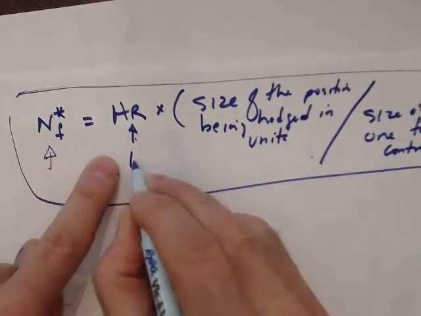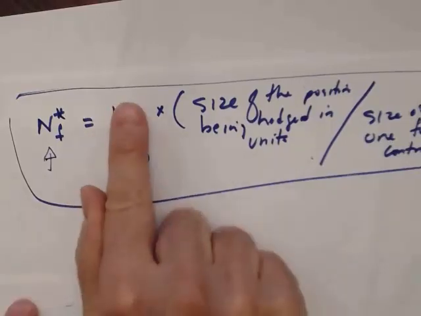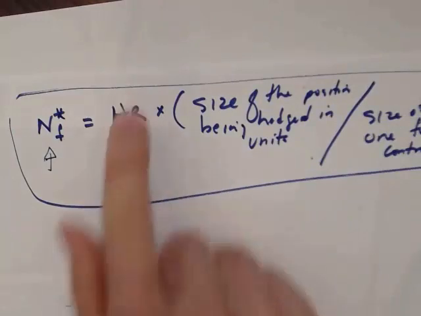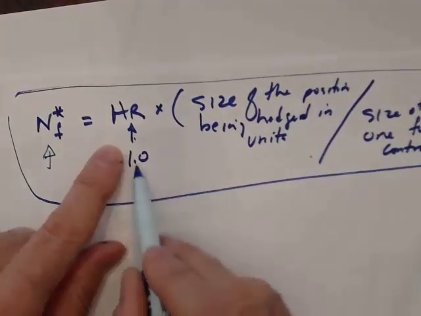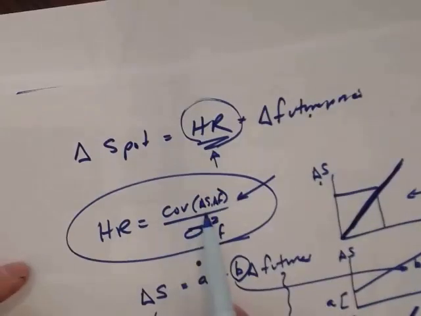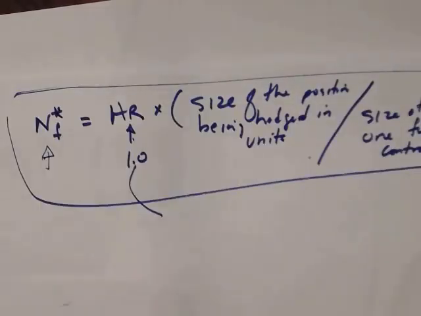So if this was just 1 with a naive hedge, or if there was a perfect hedge, the whole thing washes out. You don't need it. And all you do is you look at the size of the position being hedged, your inventory, versus the size of a futures contract. And then it's relatively straightforward. But keep in mind that this hedge ratio reflects the covariance between the spot price and the futures price, adjusted for or scaled by the volatility of the futures price. Okay? Now, let's actually try to put this together with an example.